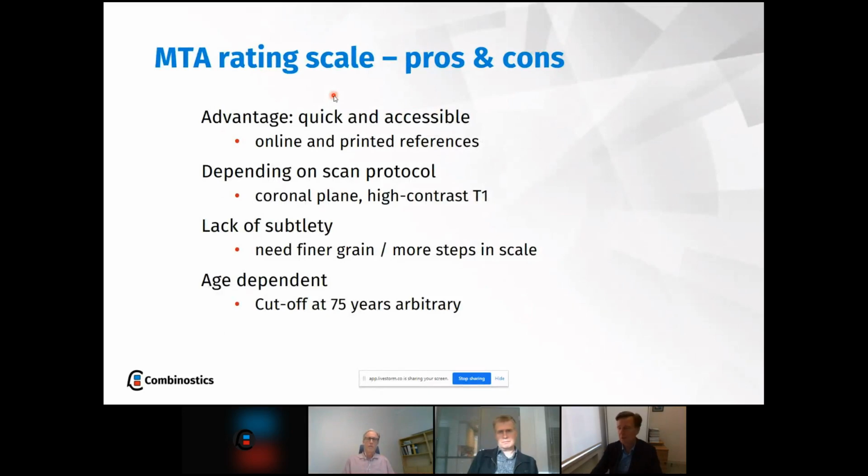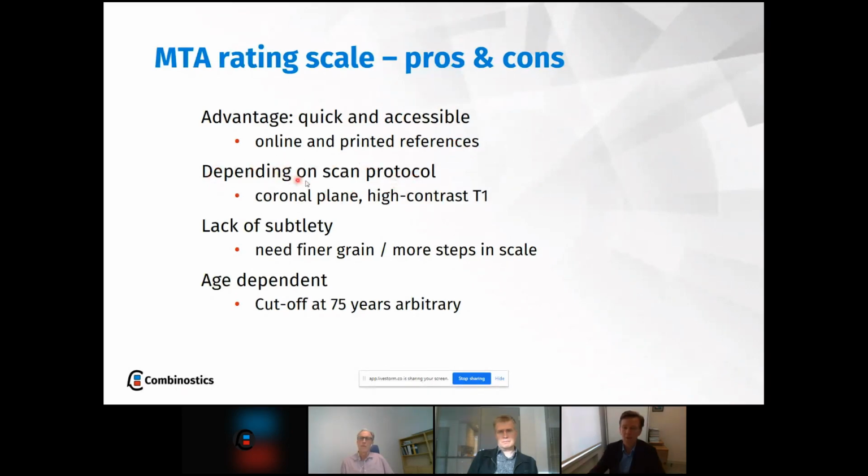So what are the advantages of these MTA rating scales? I already mentioned that we have a common language, which is more objective than using words, which we all use differently. They're quick, and you look at the images anyway, so it's quick to apply. You need a bit of training, and I've put some stuff online on the radiologist assistant and also the books that I mentioned. It does depend on the scan protocol.